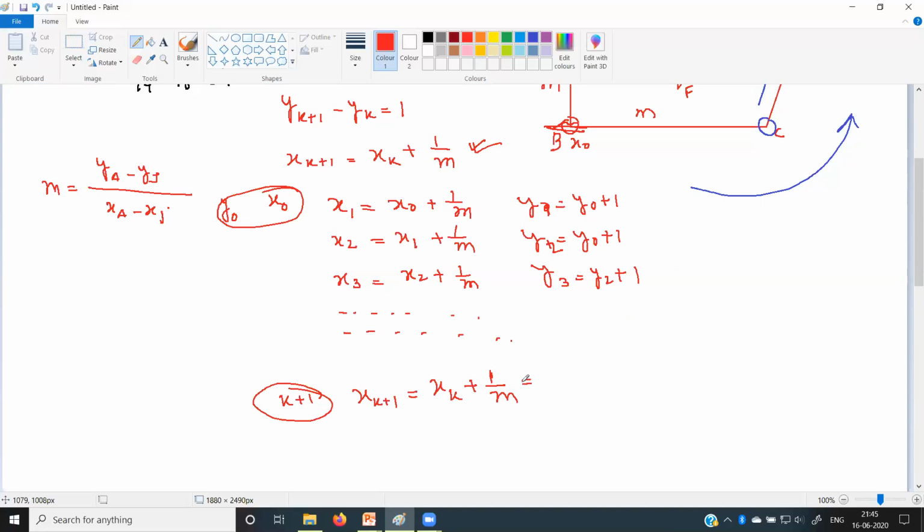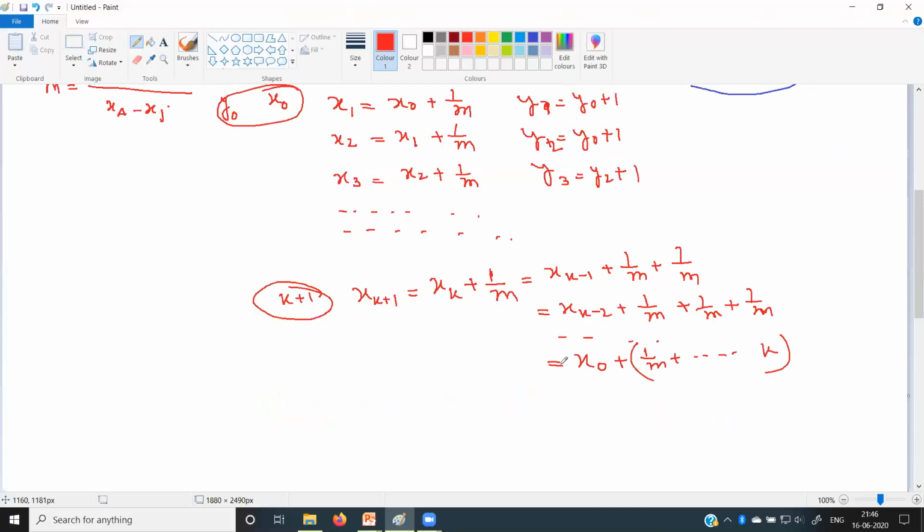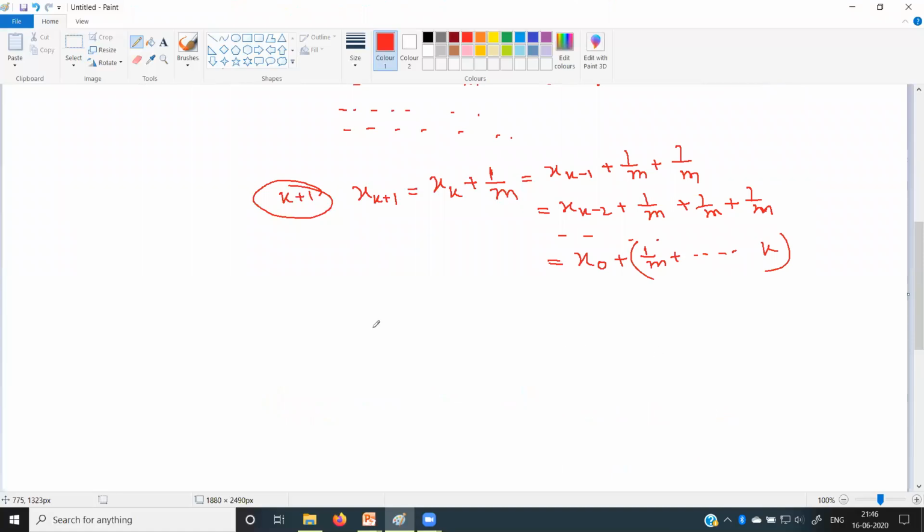Now we can replace x of k by x of k minus 1 plus 1 by m. You can again replace x of k minus 1 by x of k minus 2 plus 1 by m plus 1 by m. If you proceed further, you can see that x of k plus 1 will be x0 plus 1 by m plus 1 by m up to k terms. So in generalized format, we can write x of k plus 1 is nothing but x0 plus k by m. So this is the equation.